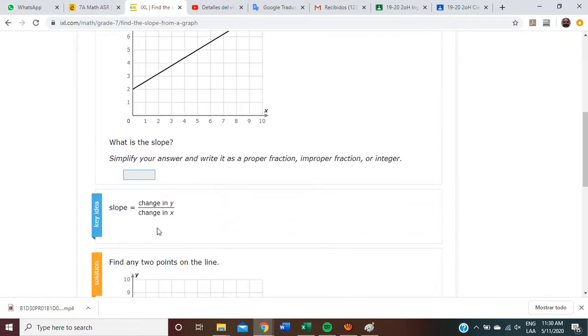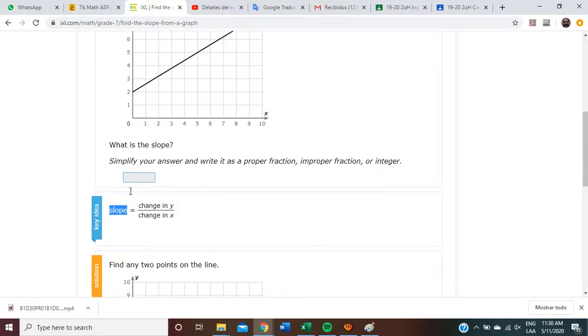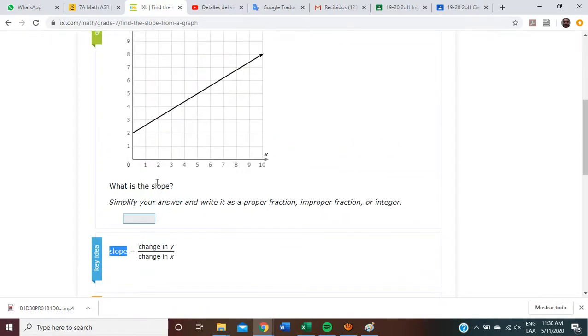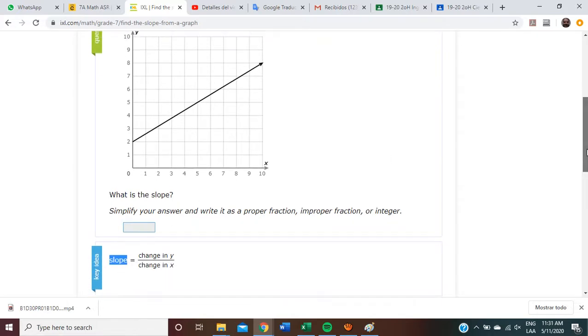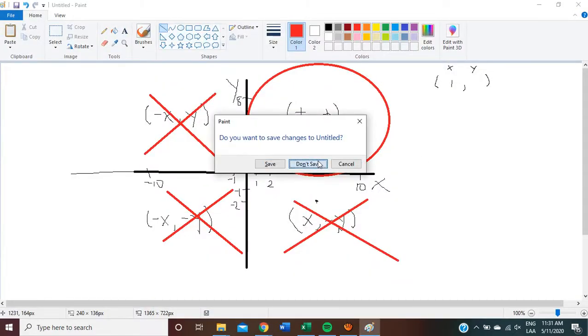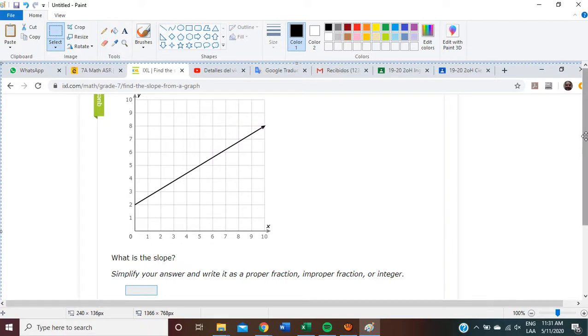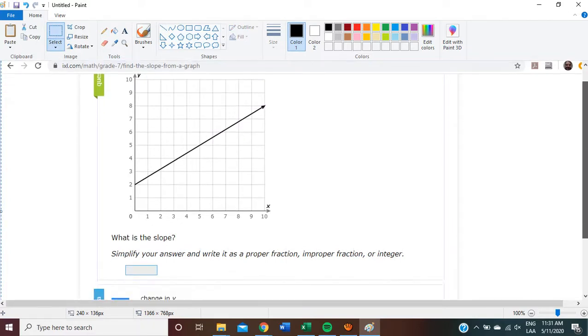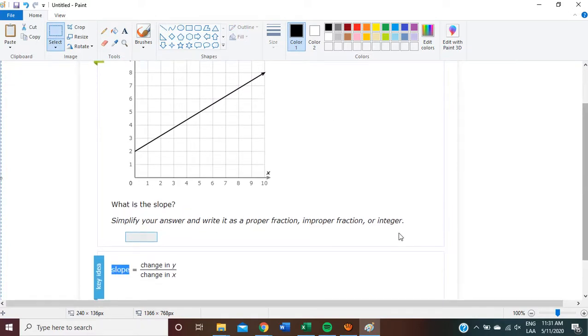Okay, so this is the formula to find the slope. So the question is, what is the slope? So change in y divided by the change in x, okay? So I want you to pay attention to this part. Let me print the screen. I'm going to use a new one. Okay, so the formula says change in y.